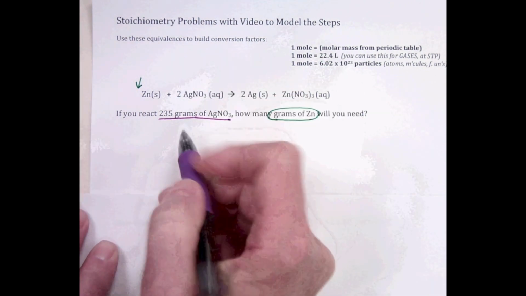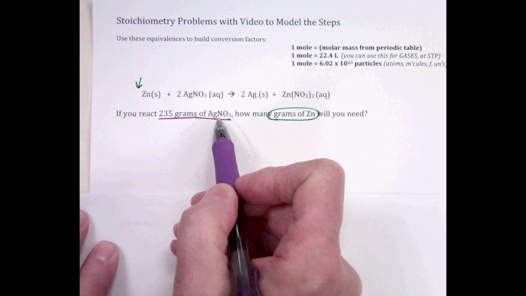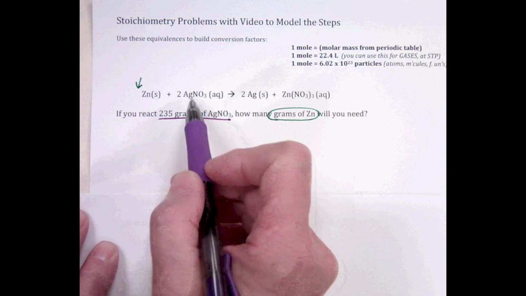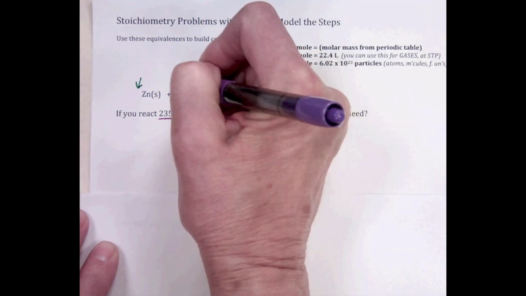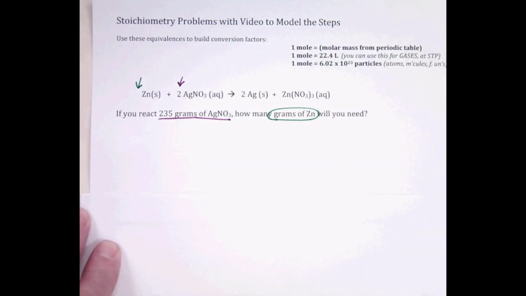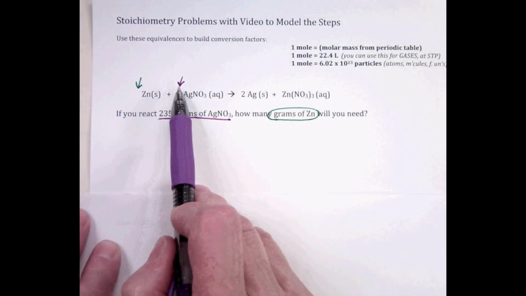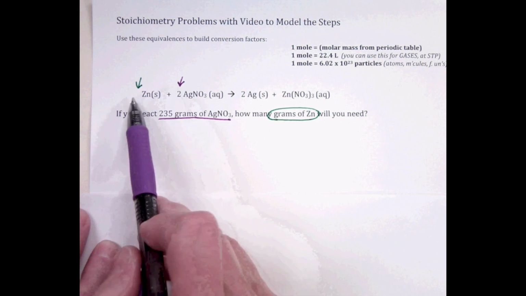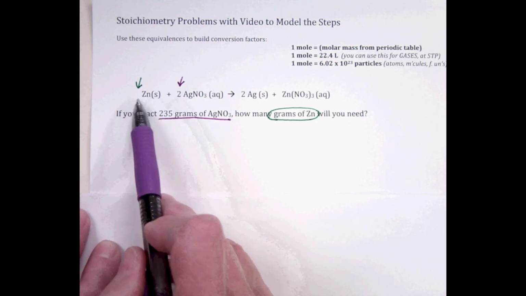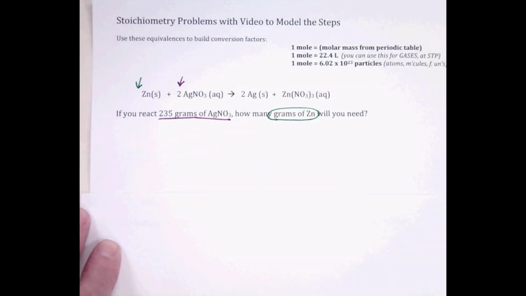And then I'm going to go up to my balanced equation and find that substance, silver nitrate. Here it is, and I'm going to arrow that in the balanced equation. These two pieces give me the mole-to-mole ratio for these two substances, and that's how I will build my stoichiometry step. All right, now I've marked up my problem.